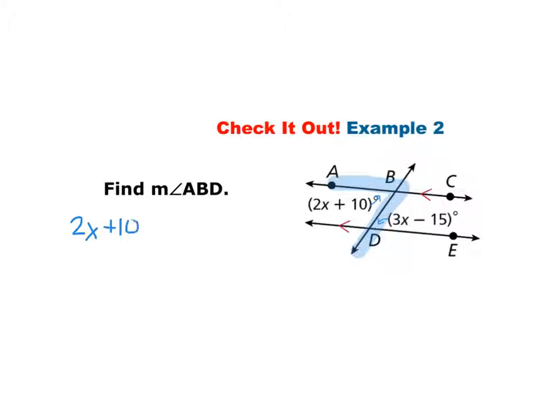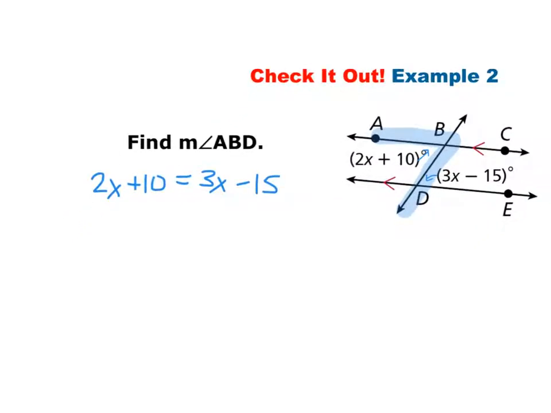2x plus 10 does not equal 180. What do we know that 2x plus 10 is equal to in this problem? 3x minus 15, because these are alternate interior angles, and alternate interior angles are equal to each other. So 2x plus 10 is equal to 3x minus 15.